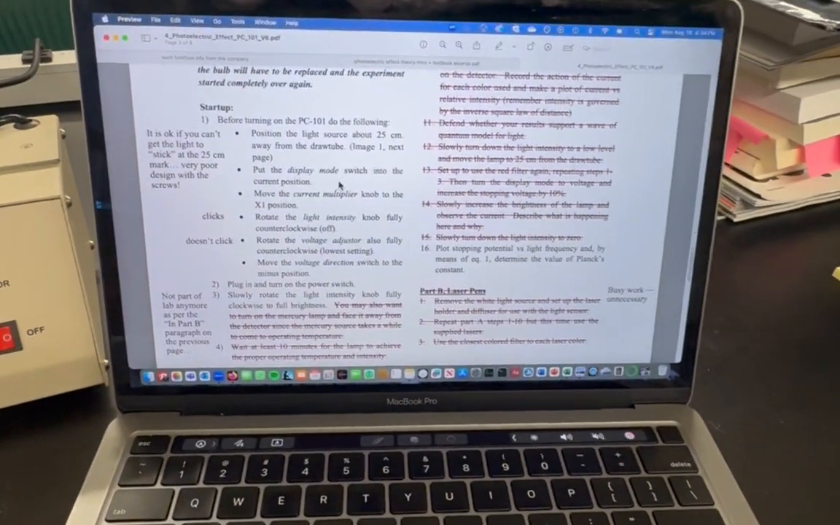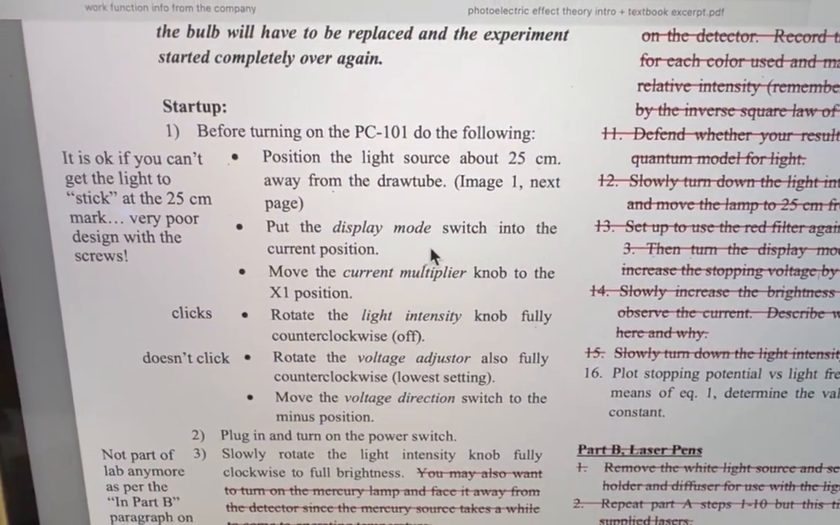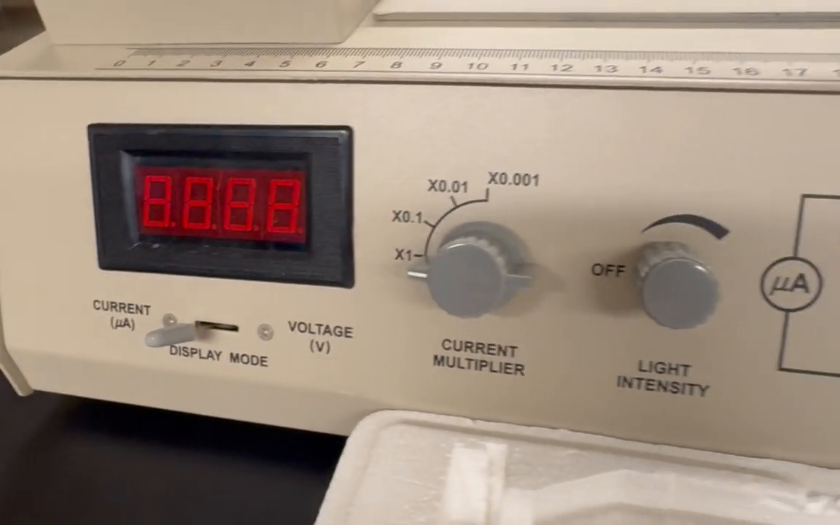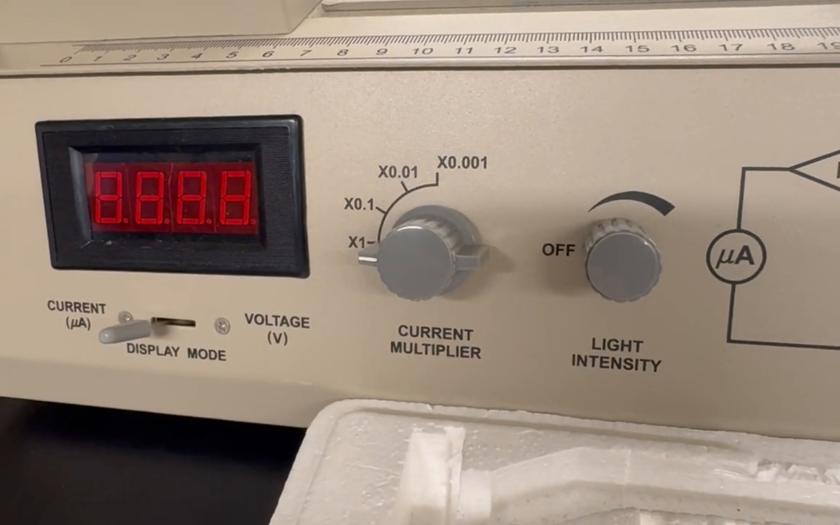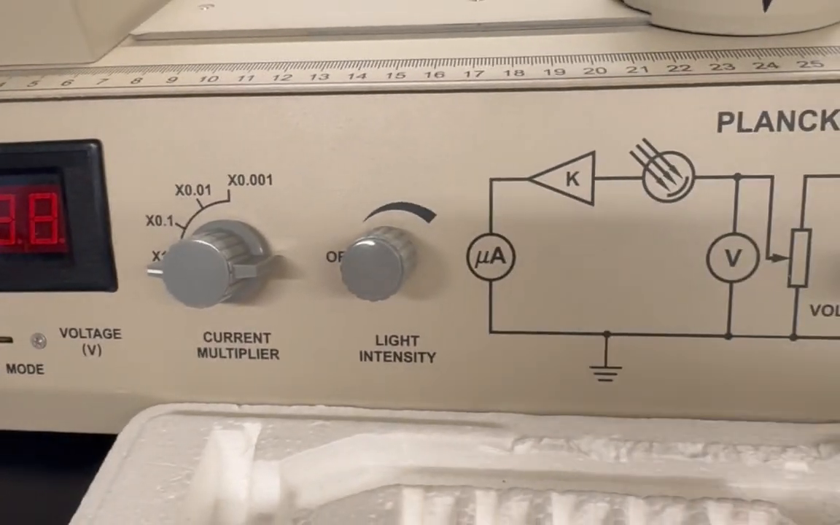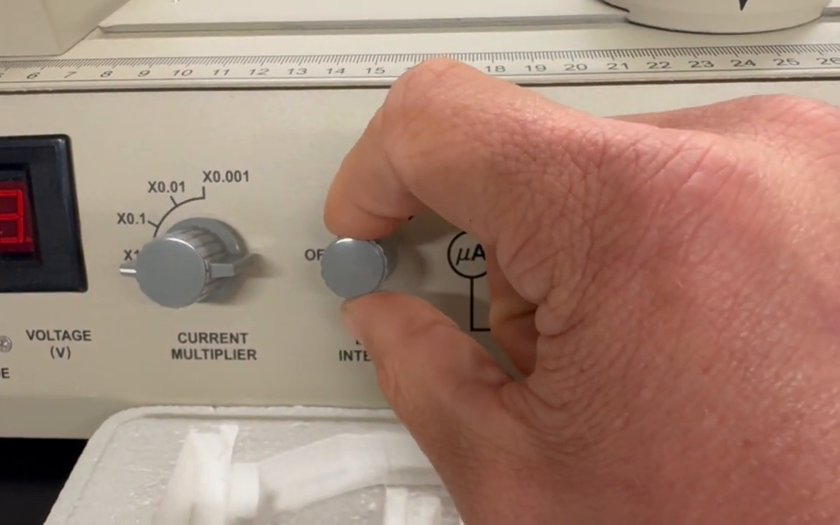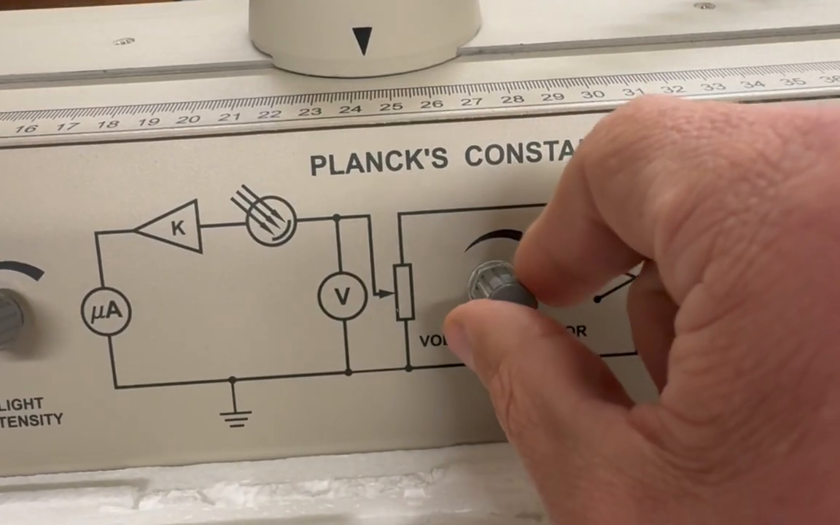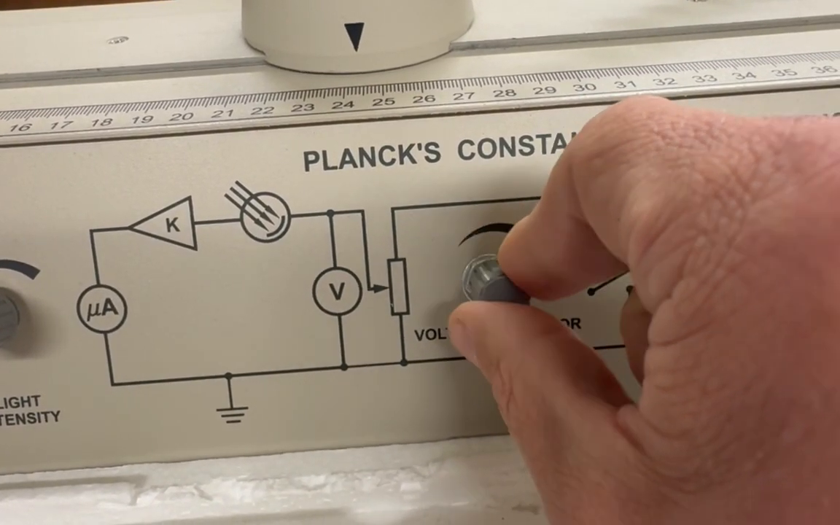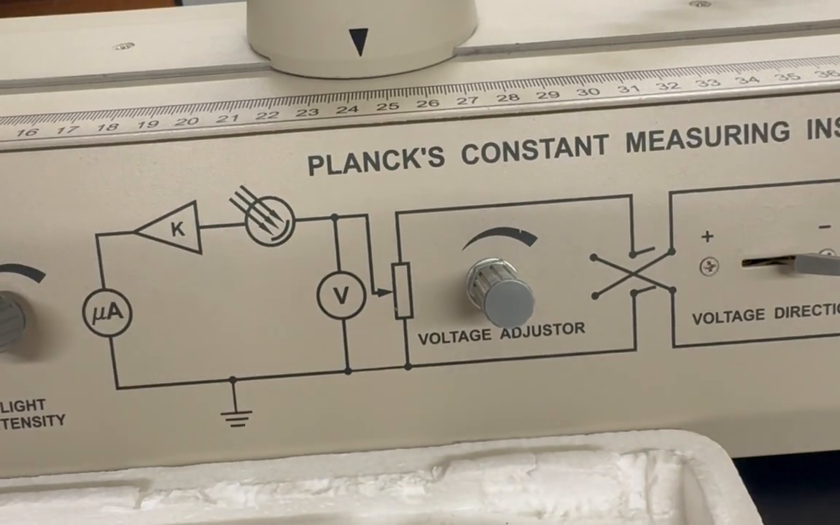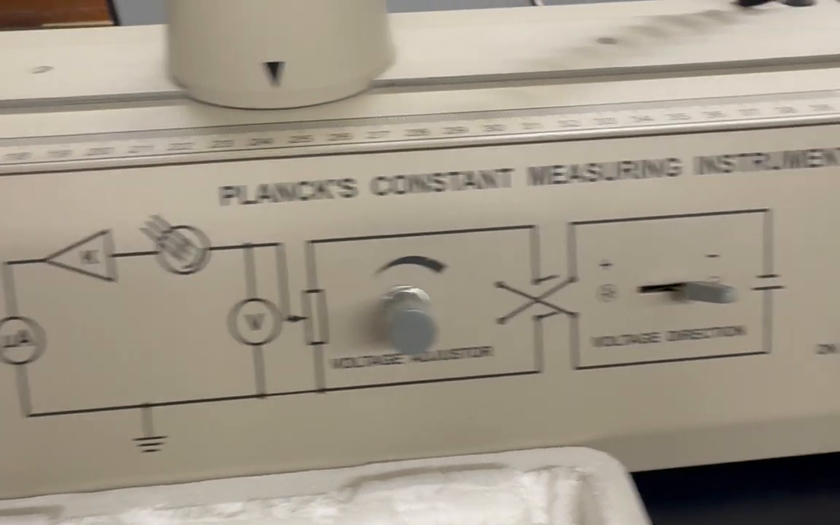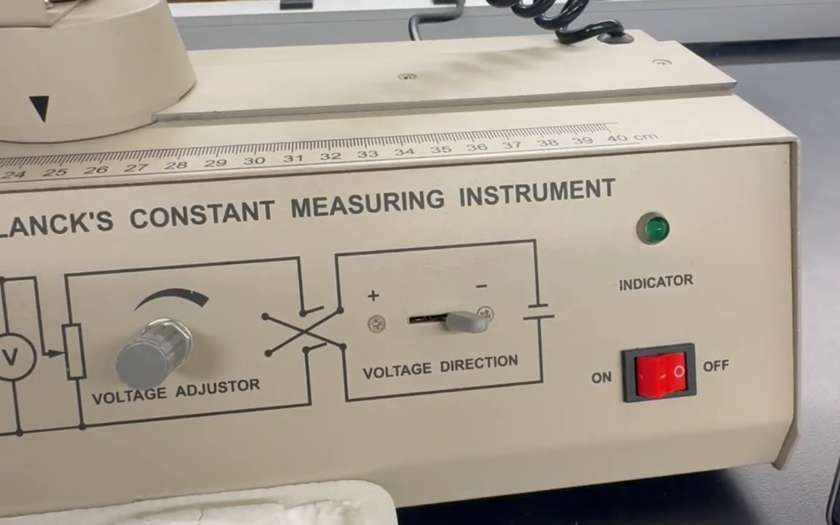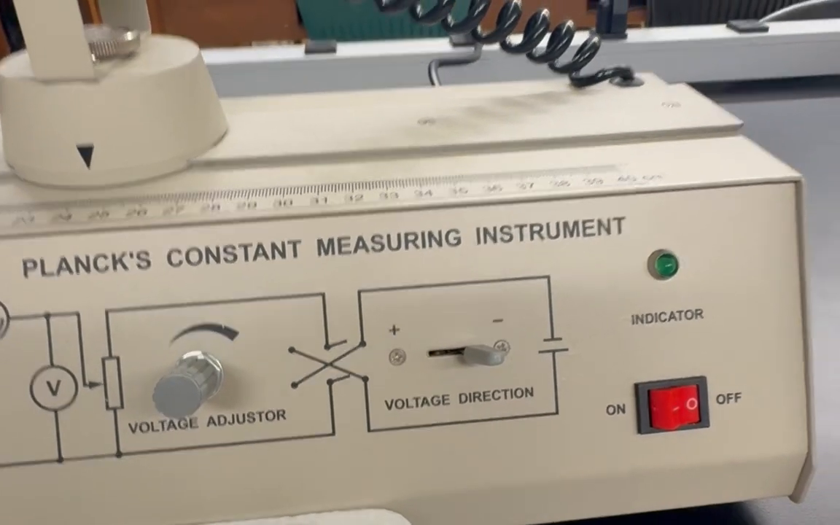I want display mode in current at the beginning. That's over here, display mode right there. My current multiplier I want at x1. Light intensity, I want this all the way down at first. This one does click. This one does not click, but it does have this lower limit, so I want it to be all the way down. So then I'm going to have my voltage in the minus position. This isn't really super important, it's minus versus plus.